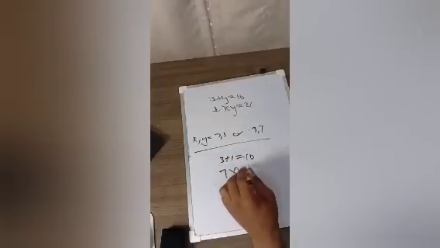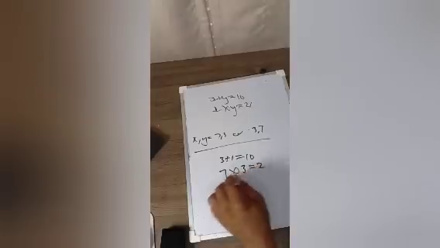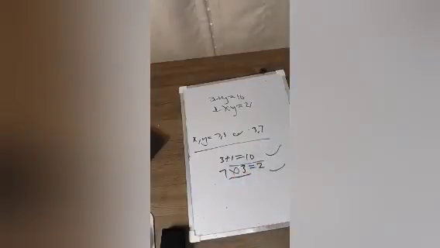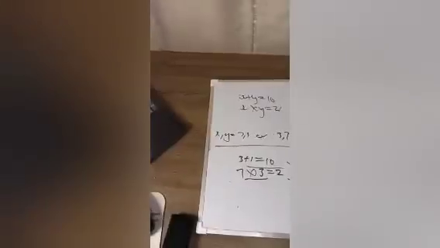Let's see if it's correct. 3 plus 7 is equal to 10. 3 times 7 is equal to 21. These are the answers.